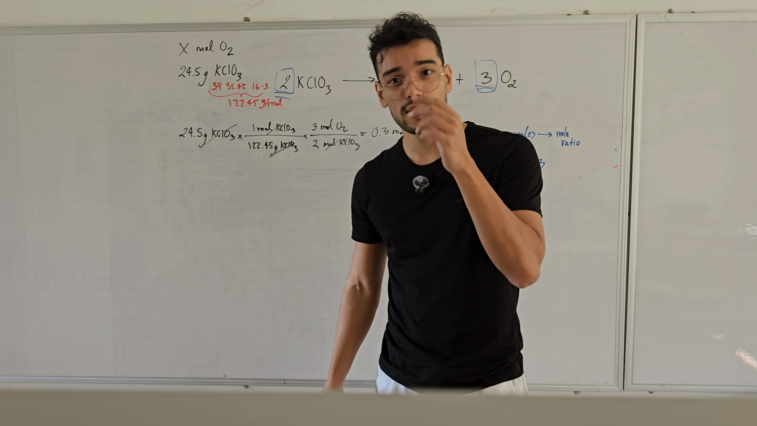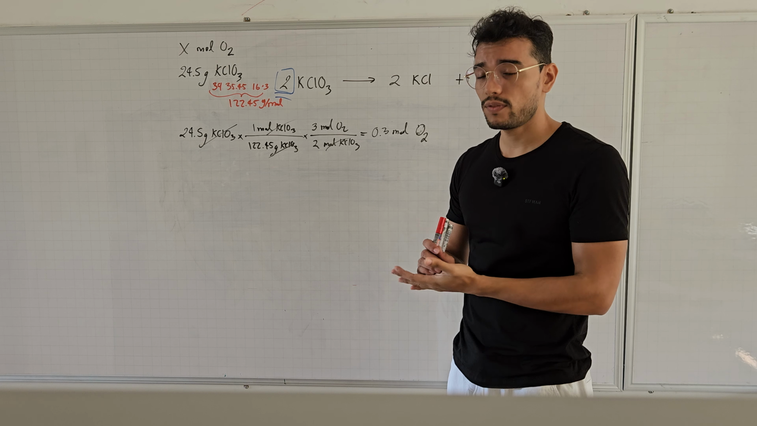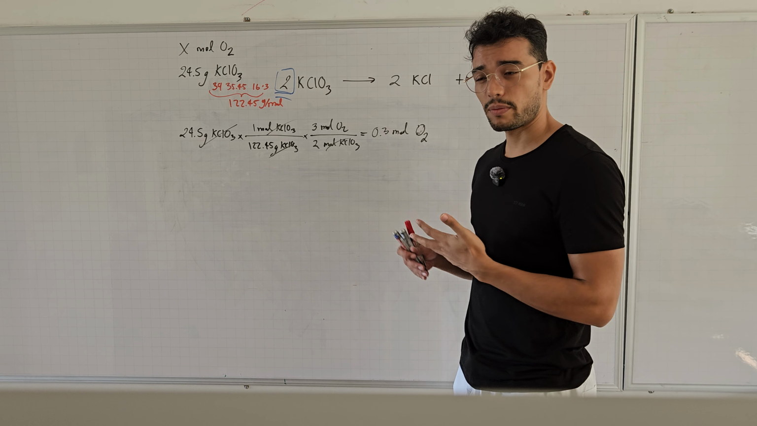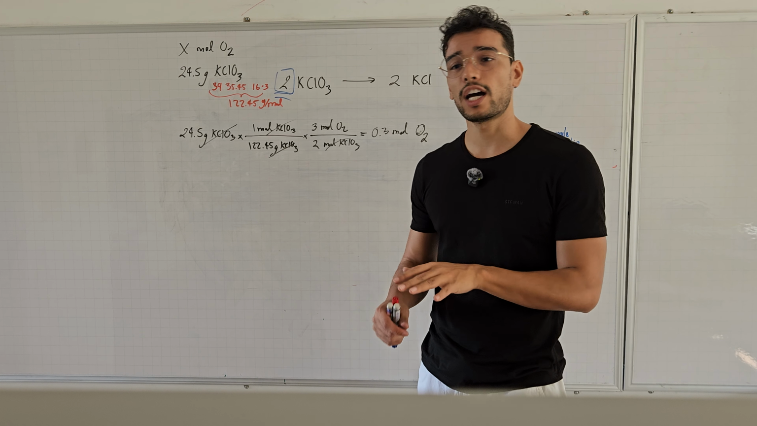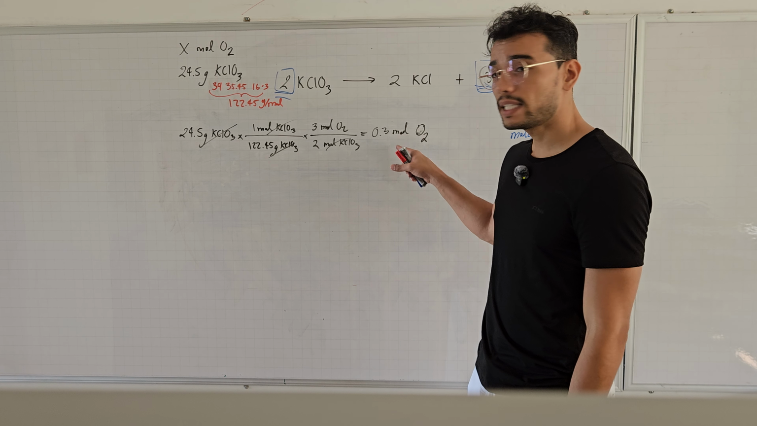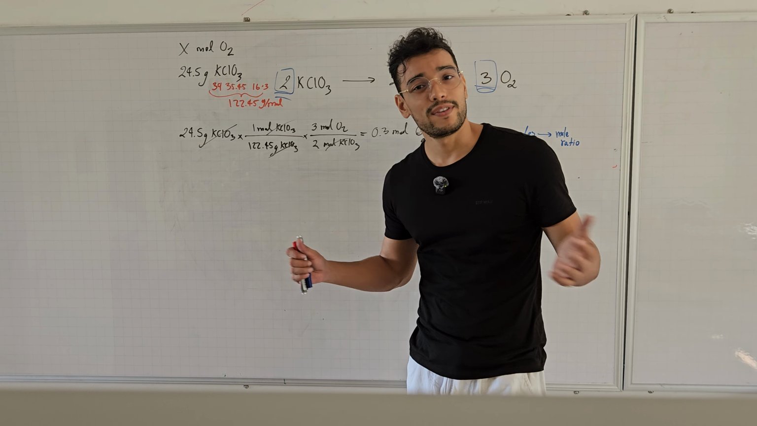Two ways to do it. For me, this is the easier one. But if you are not very good at stoichiometry logic, you can use the mole ratio with the equations, and it will be the same. The only thing that matters is that the amount will be the same. And that's basically it. Very simple, isn't it?